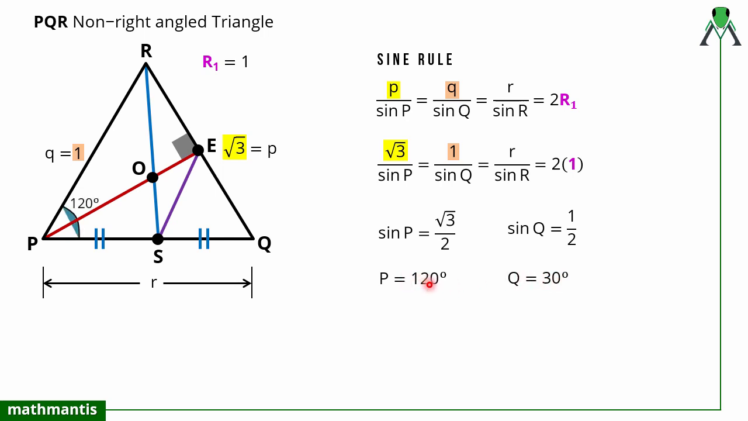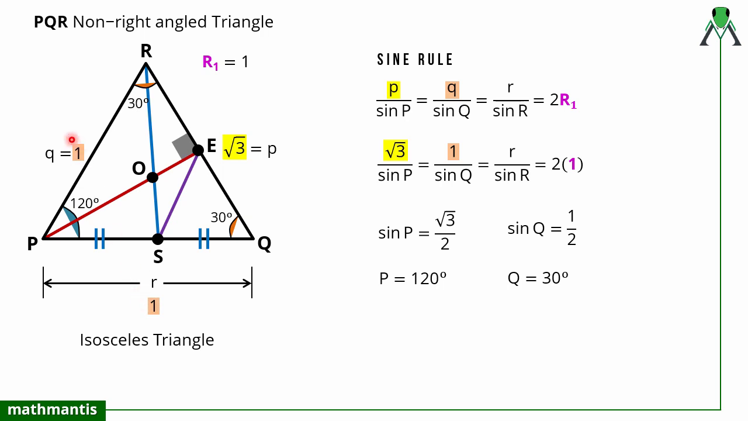Now if we mark those angles, this is 120, this is 30. The total angle sum is 180 degrees, so the third angle must be 30 degrees, because 120 plus 30 plus 30 is 180 degrees. By looking at this triangle I can see that this is an isosceles triangle. These two opposite angles are equal, so this side must be equal to this side. These are the equal sides. So this side r will be equal to 1.